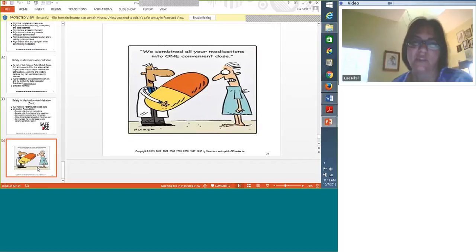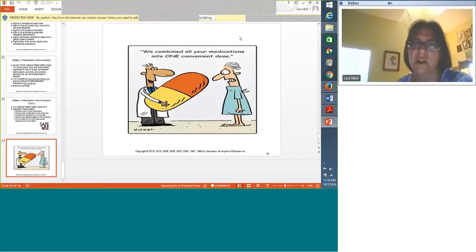I just thought this was cute. We do know that when pills are combined, we have an increase in client compliance. Again, I just thought that was a cute way of putting it into perspective. We'll talk about the dosing of medications as we move forward in the lecture.